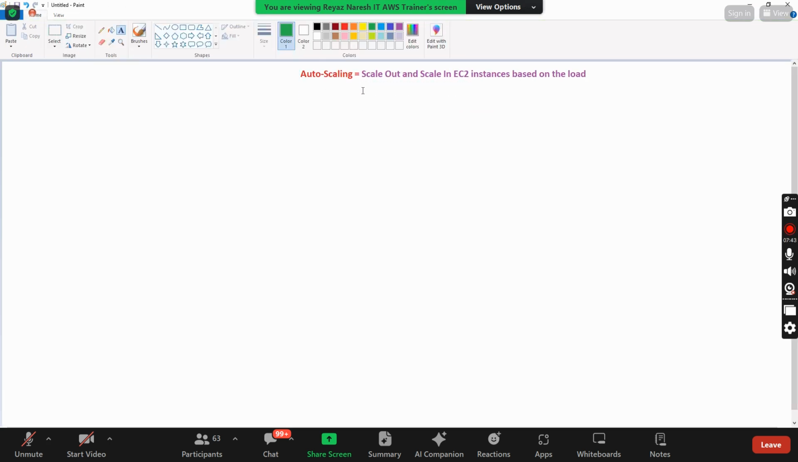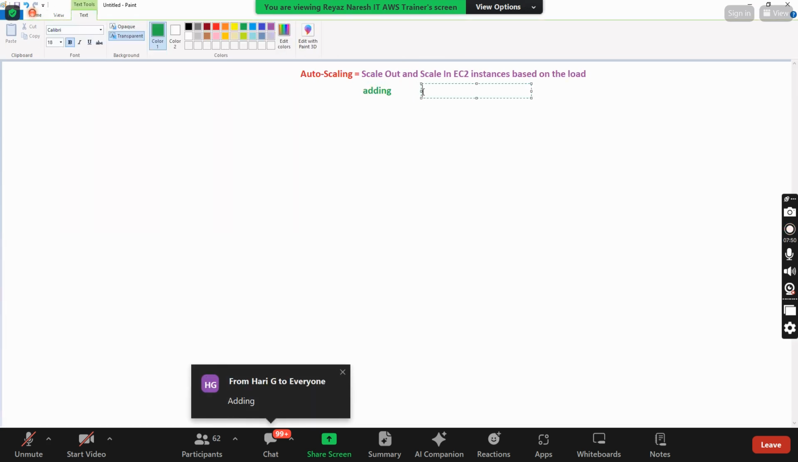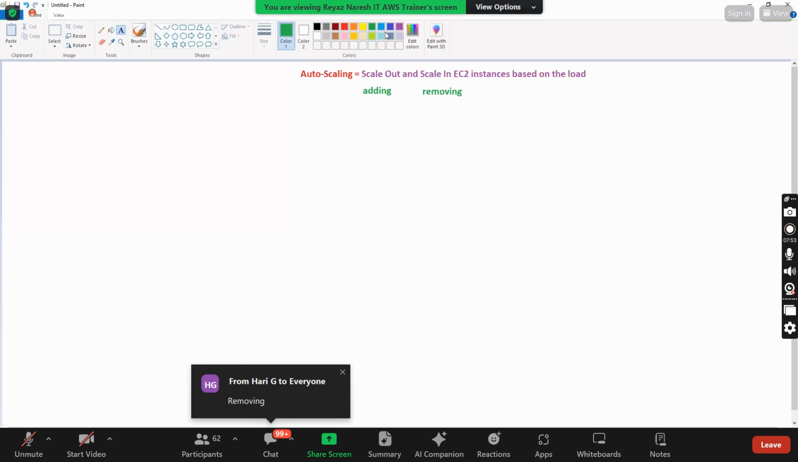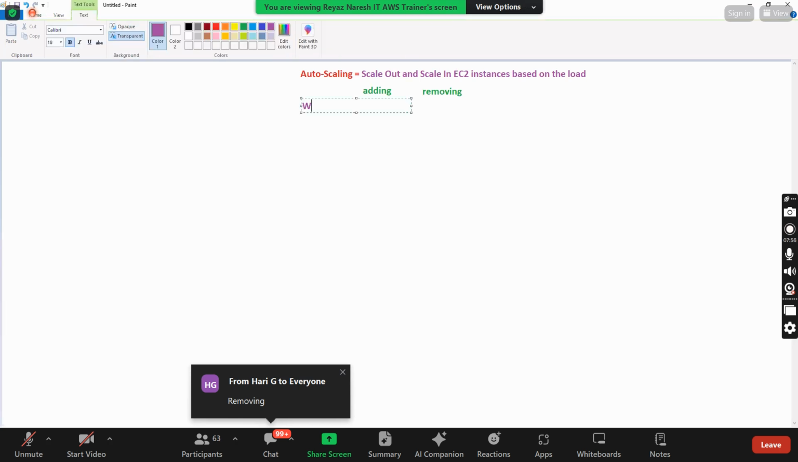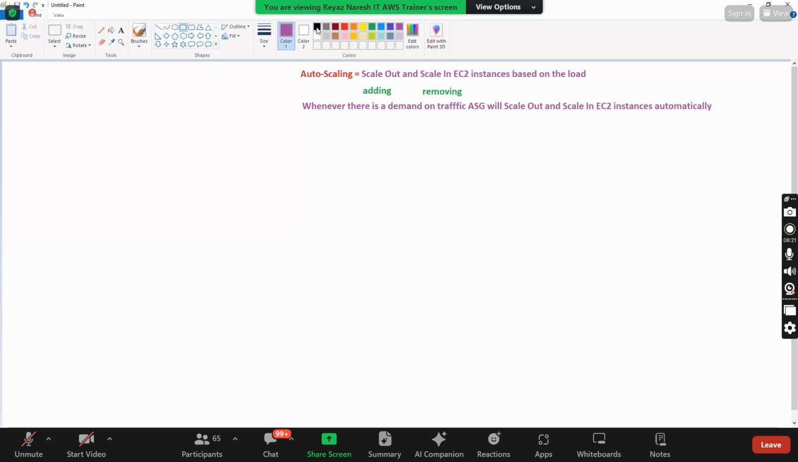Scale out meaning adding or removing? Adding. Scale in meaning removing. So whenever there is a demand on traffic, auto scaling group will scale out and scale in EC2 instances automatically. Do we know this already or not? Yes. So I'll give you a representation.